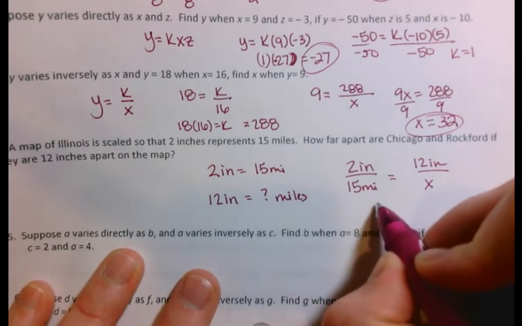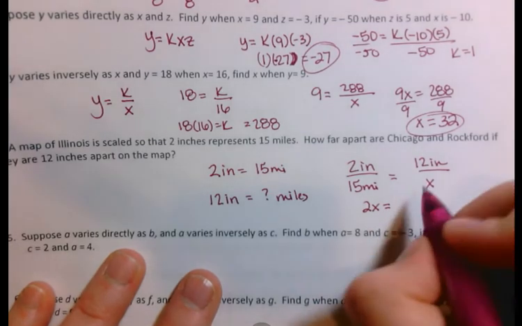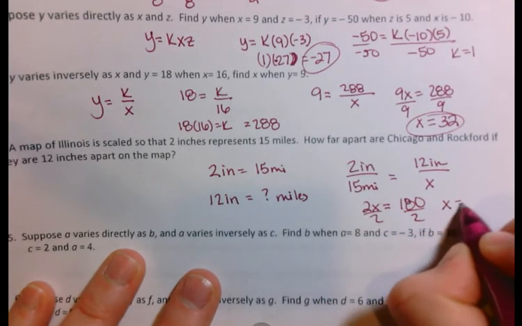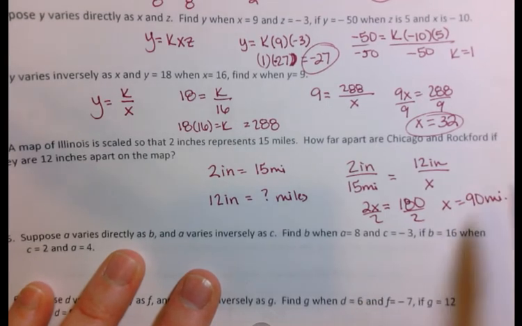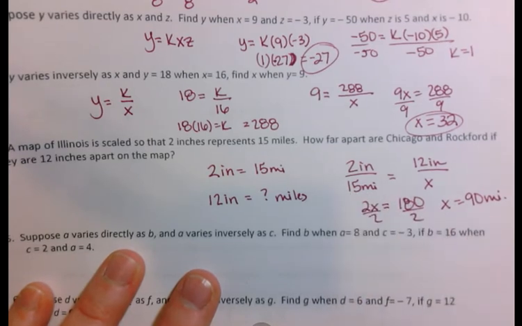So 2x equals 180. Divide by 2. X equals 90 miles. Which makes sense because 2 times 6 gets you 12. 15 times 6 gives you 90.